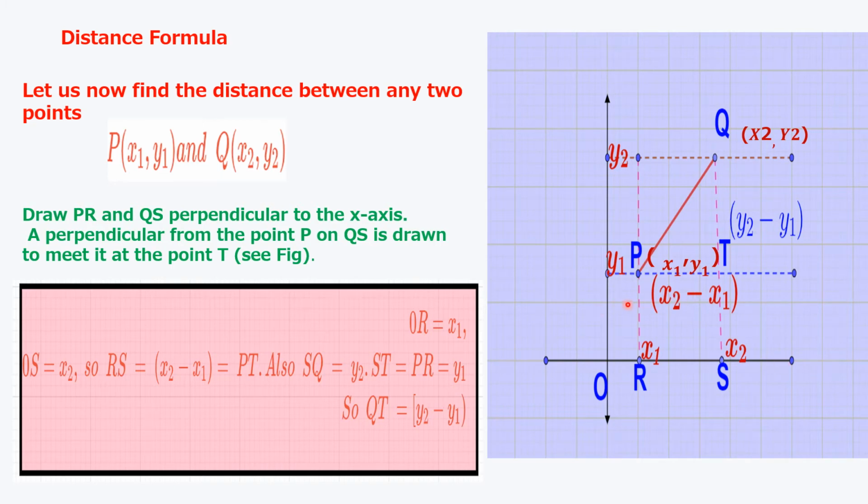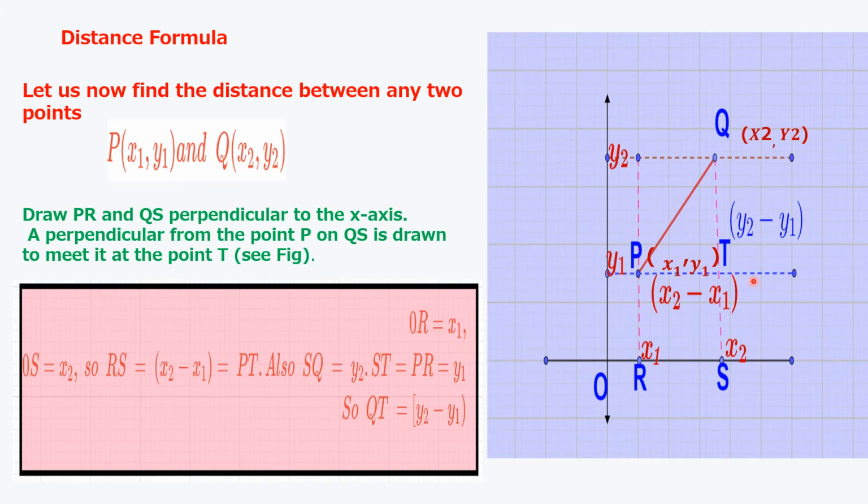Then one more perpendicular is drawn, this perpendicular PT. How is it drawn? It is drawn from point P to a point T, which is on QS. The perpendicular PT is from point P to point T, and the point T is on QS.